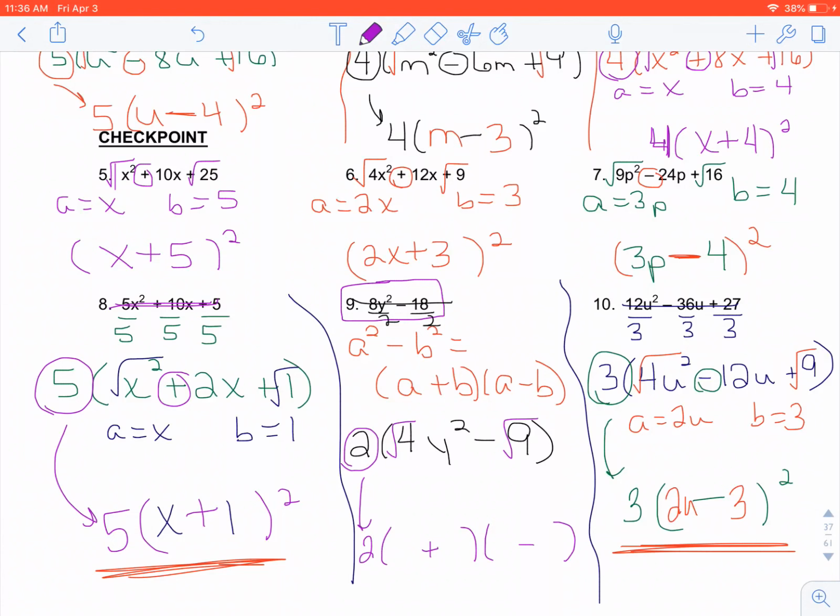So square root of 4 is 2. Square root of 9 is 3. Notice right next door we had the square root of 4 and the square root of 9, but the answer is going to be different because the original problem was set up differently. So this pattern is a binomial of 2 squares. So 2y plus 3, 2y minus 3. So you can see the difference between the 2 answers.